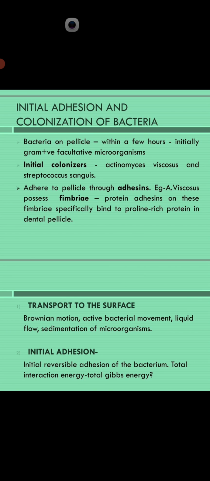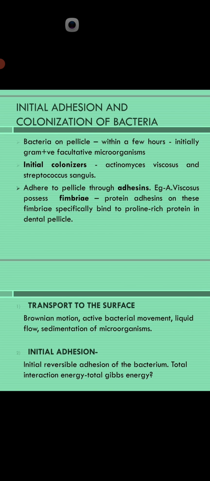Now there is an initial colonizer. The first bacteria which attach to the pellicle is known as initial colonizer. When the second bacteria come and attach to the initial colonizer, this is known as secondary colonizer. Now the initial colonizers, these names are very important. Initial colonizer bacteria are Actinomyces viscosus and Streptococcus sanguis. Now these adhere to pellicle through adhesins.